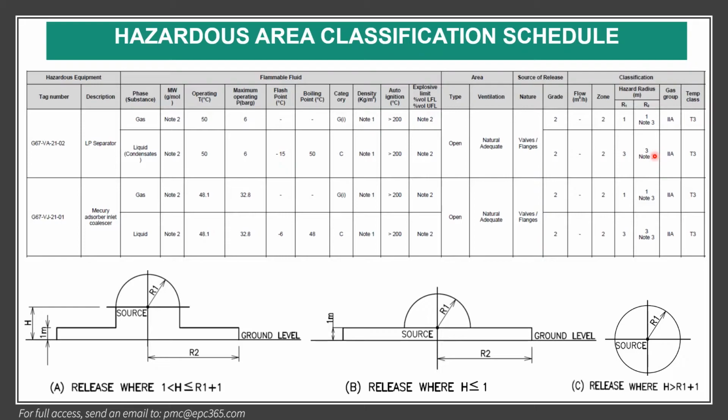And here is gas group 2A. For example, this is hydrocarbon. If it was, for example, hydrogen sulfide, it became 2B. And finally, the maximum temperature class is T3. That means, as we can see from the auto ignition here, we have to be careful: the maximum temperature of the equipment should not exceed 200 degrees.